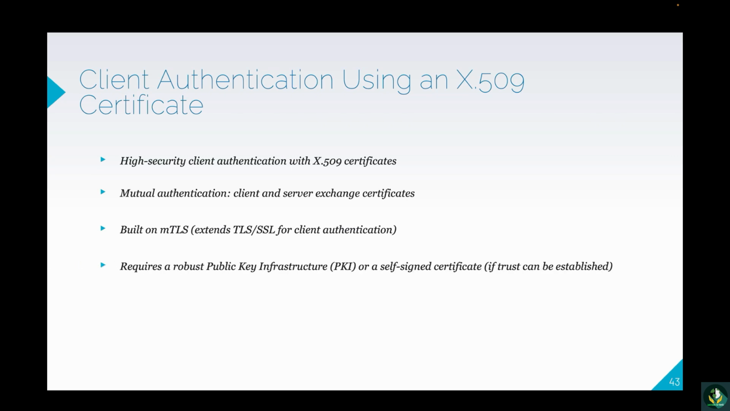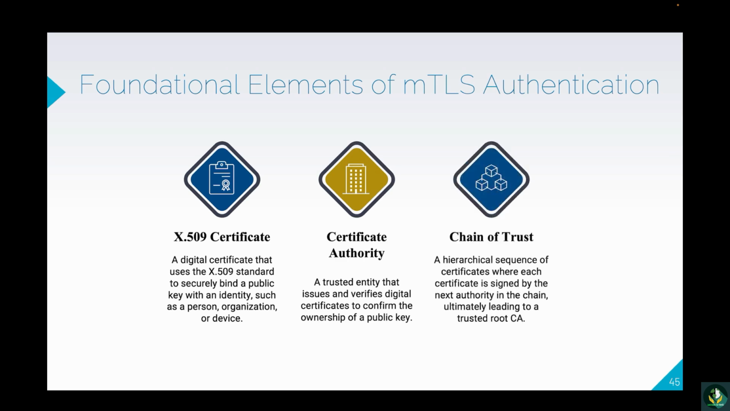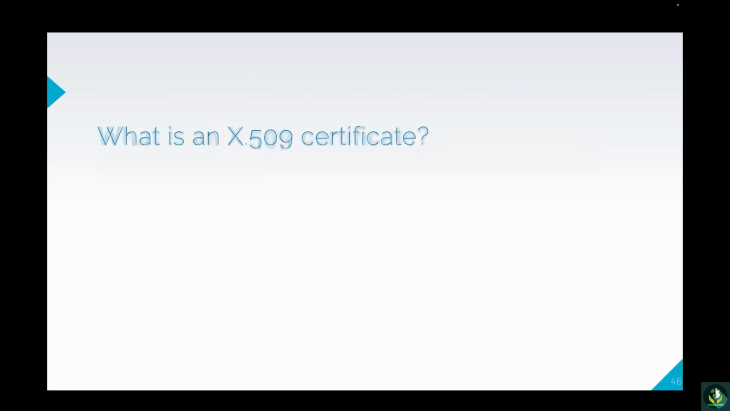This approach requires a robust public key infrastructure, PKI, to manage certificates. Alternatively, self-signed certificates can be used for smaller or internal systems, but they lack the inherent trust provided by a PKI. I will not dive deeply into PKI as I want to keep the focus on OAuth 2. However, we do need to cover some essential concepts to better understand this approach. First, we are going to understand what an X509 certificate is, what a certificate authority is, and how the chain of trust and verification work. Let's start with the X509 certificate.